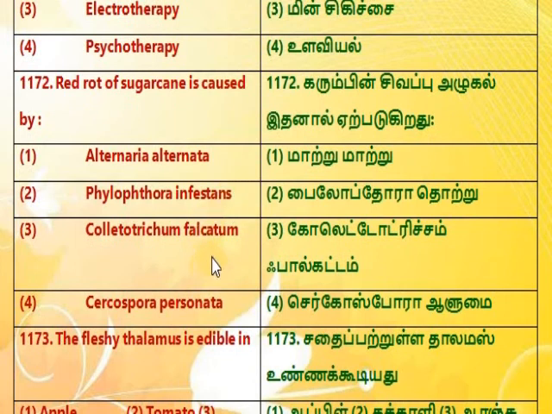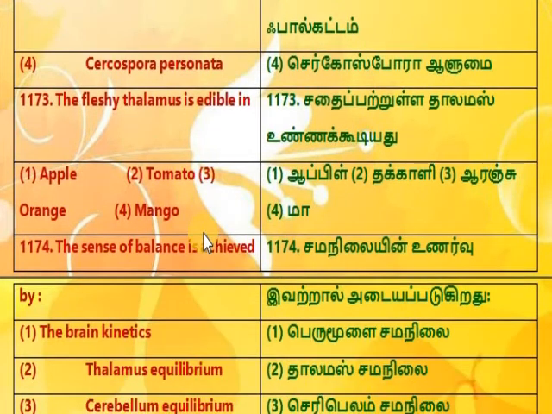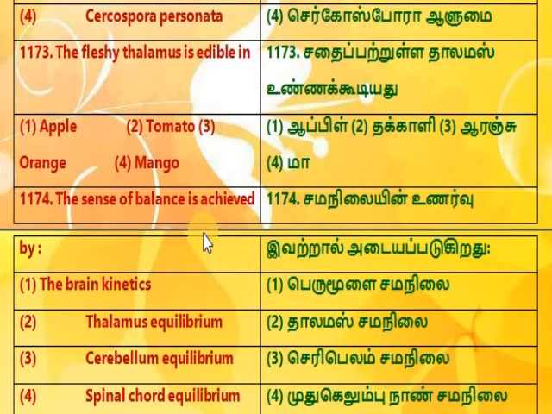1172. Red rot of sugarcane is caused by: 1. Alternaria alternata, 2. Phytophthora infestans, 3. Colletotrichum falcatum, 4. Cercospora personata. 1173. The fleshy thalamus is edible in: 1. Apple, 2. Tomato, 3. Orange, 4. Mango.